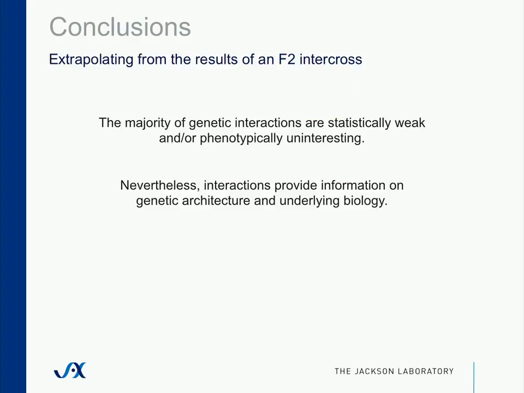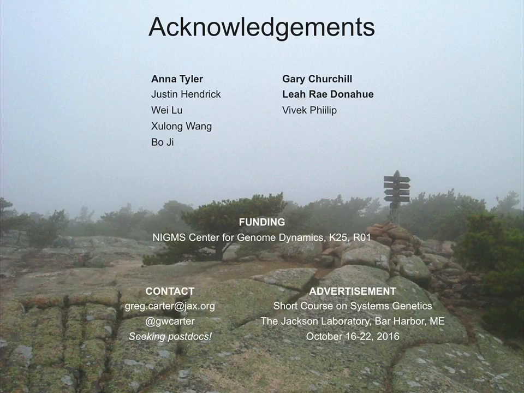So that gives us basically two conclusions, if I may extrapolate from an F2 intercross, which is, first of all, the majority of the genetic interactions are statistically weak, and or they're really phenotypically uninteresting. That is to say, they're pushing you toward the mean phenotype of the greater population. They're not giving you an extreme trait. Okay? And that may be sort of frustrating if you're really interested in how important epistasis might be in some cases. But on the other hand, the interactions have provided us information on the architecture as well as how to interpret some of the interactions we see at the QTL. Okay, so I'll finish there.